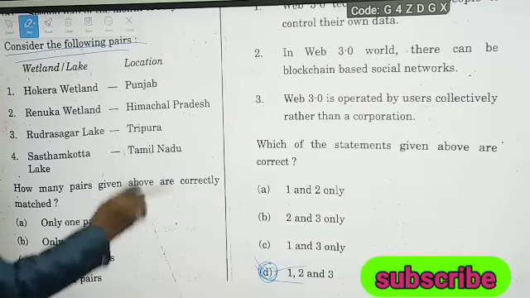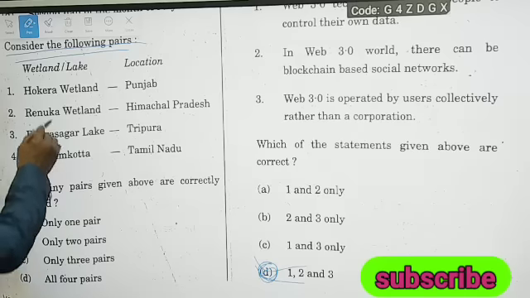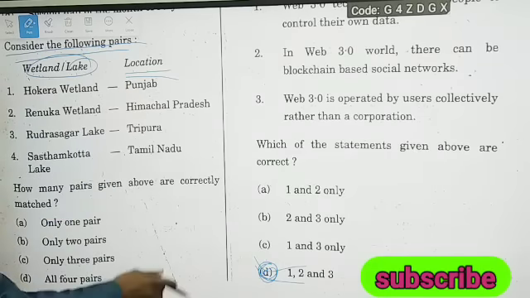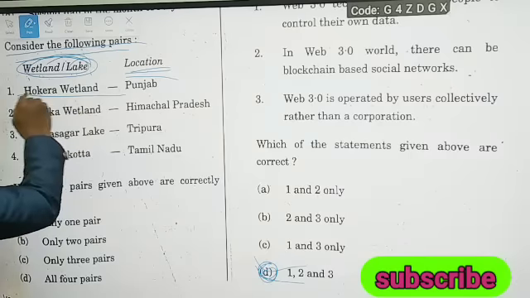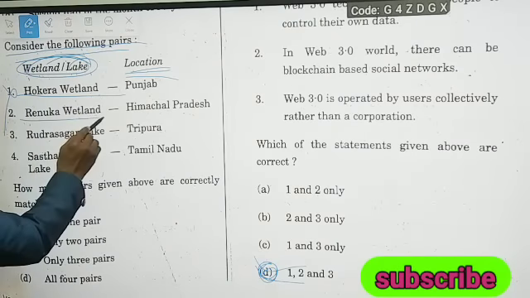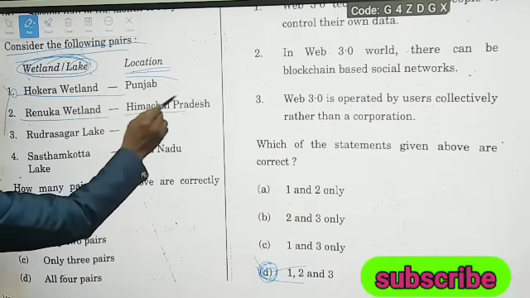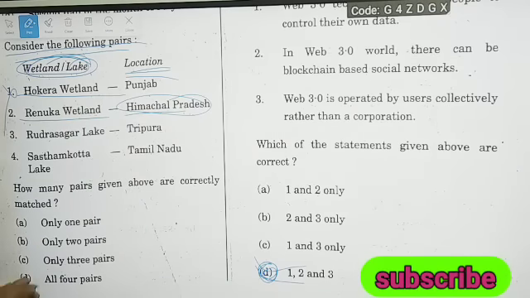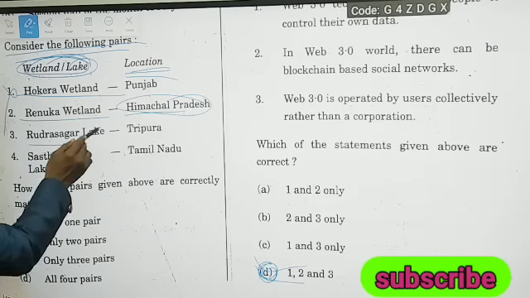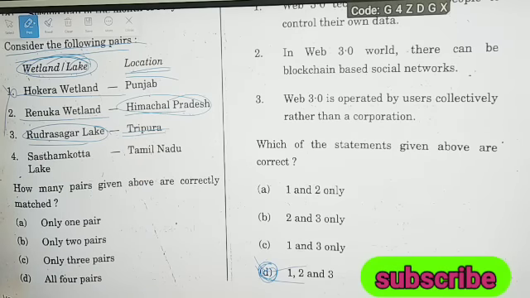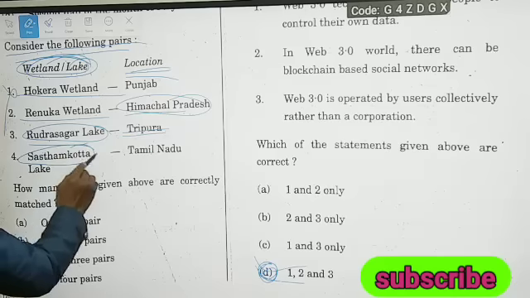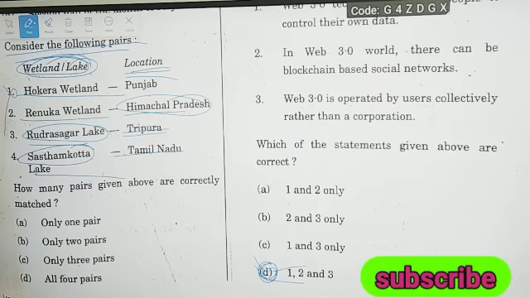Consider the following pairs: wetland, lake, location. Harike wetland, Punjab? No. Renuka wetland, Himachal Pradesh? Yes. Rudrasagar Lake, Tripura. Sathyamangalam, Tamil Nadu. Only two pairs are correct, so that is the correct option.